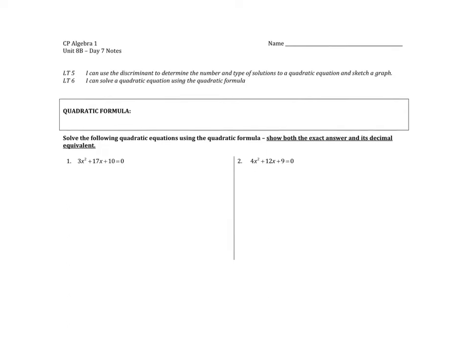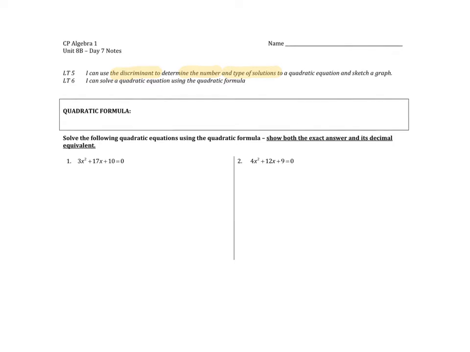So let's review our learning target. On day 6, learning target 5, it says I can use a discriminant to determine the number and type of solutions. So we learned how to do that, and that's always going to be our first step when solving with the quadratic formula: to calculate the discriminant off to the side. And then we're going to learn how we can use it to solve a quadratic equation.